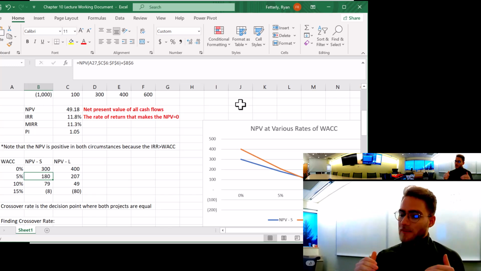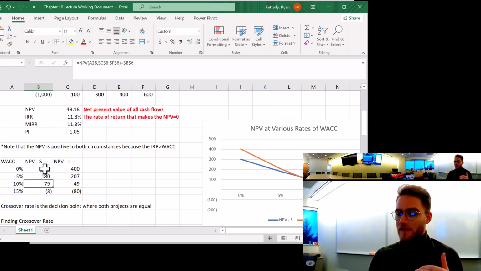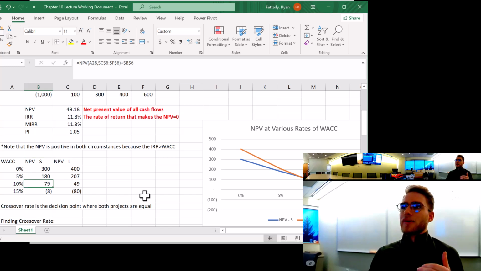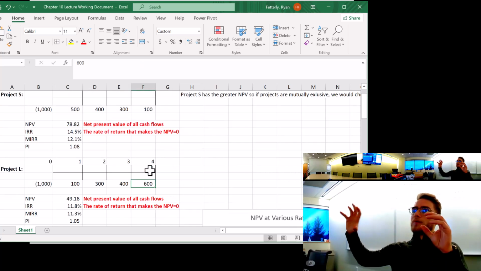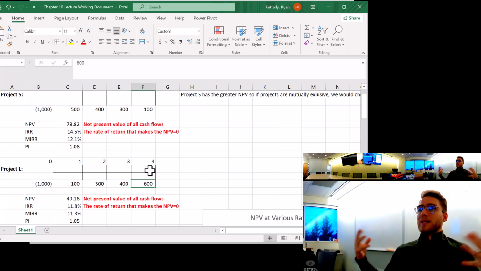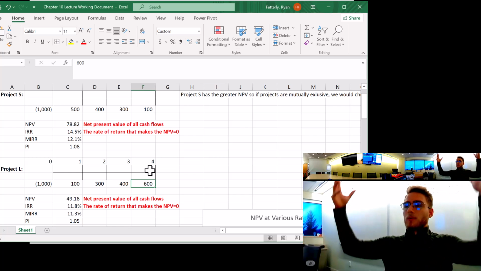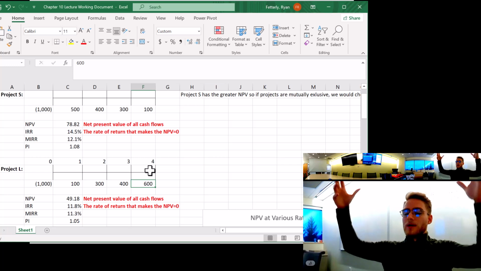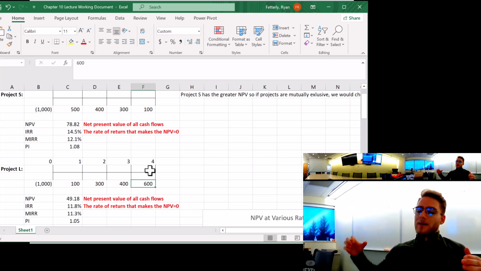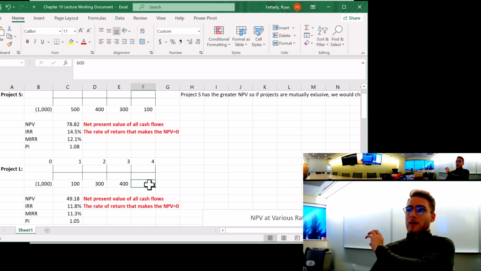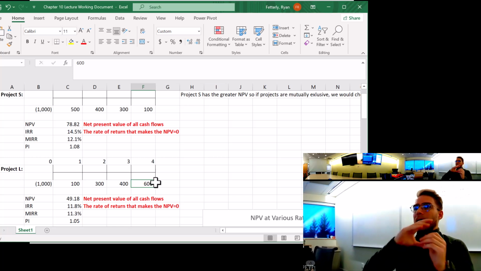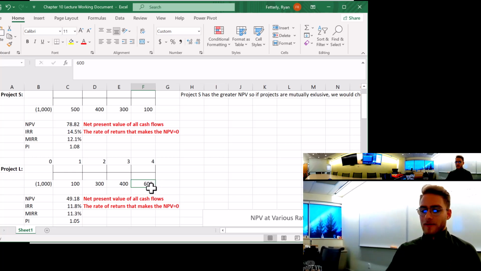However, now you see it jumps up to 10%. Okay, all of a sudden, project S has a higher net present value than project L, right? And what's happening here is project L has cash flows much further out. But overall, project L has $400 in total cash flows, whereas project S has $300 in total cash flows, right? So as I increased my discount rate, this project became worth less and less and less because this cash flow way out in year 4 keeps getting discounted at a higher rate when I increase my discount rate, right?